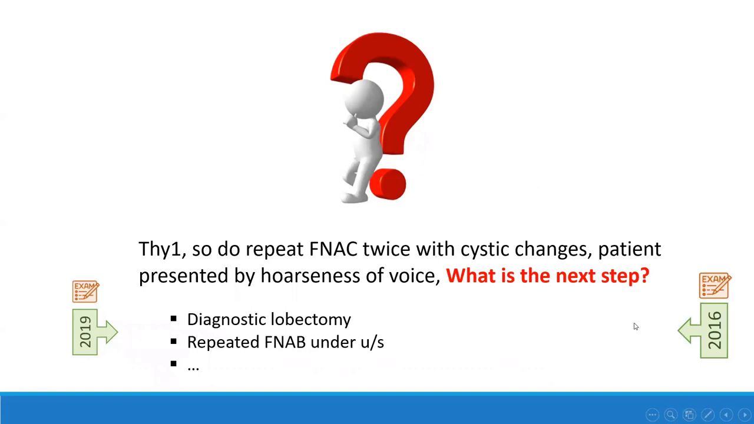And this is a question from previous exams, 2019 and 2016. Thy 1, so we repeat fine needle aspiration biopsy twice, with cystic change, and the patient presented with hoarseness of voice. So we do fine needle aspiration twice, and both of them are Thy 1. And the patient presented with hoarseness of voice, what is the next step?